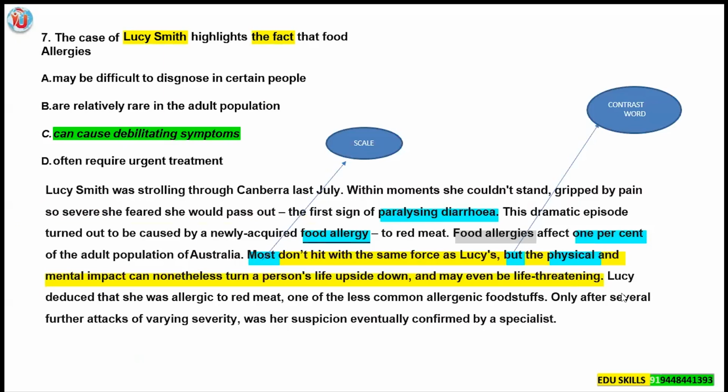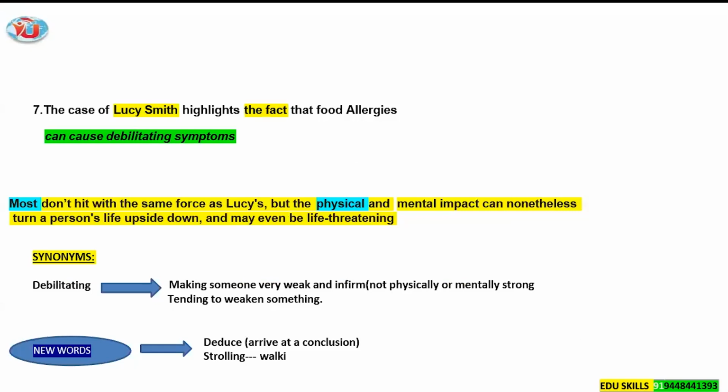പിന്നെ last sentence, Lucy deduced that she was allergic to red meat. Deduce, the meaning ആണ് arrive at a conclusion. Okay. So നമ്മൾ എപ്പോഴും ഒരു ടെക്സ്റ്റ് വായിക്കുമ്പോൾ എപ്പോഴെങ്കിലും നമുക്ക് പുതിയ വേർഡ്സ് കാണുകയാണെങ്കിൽ we should note down those new words and find the synonyms. Okay. Next, we'll move to question number 8.